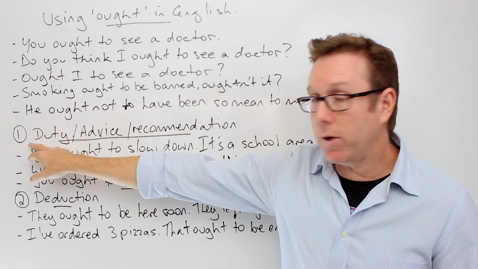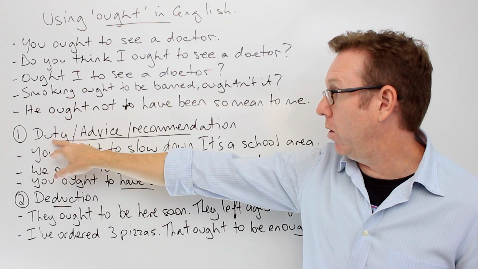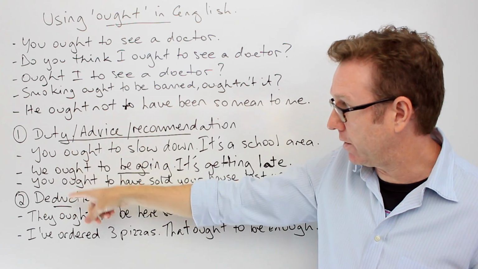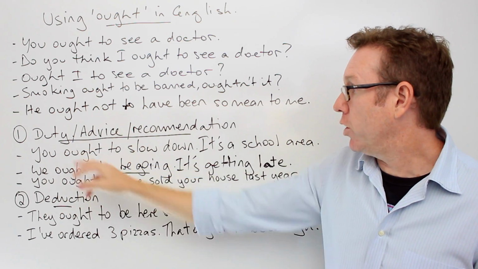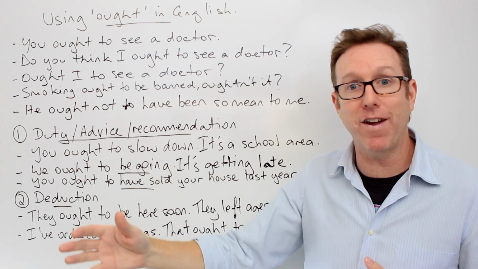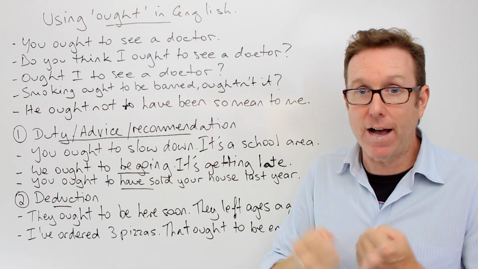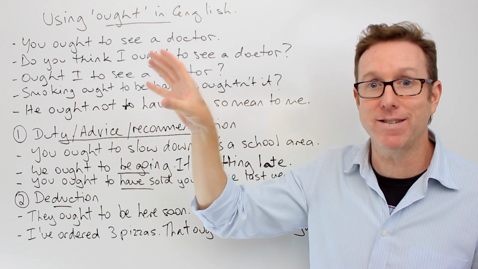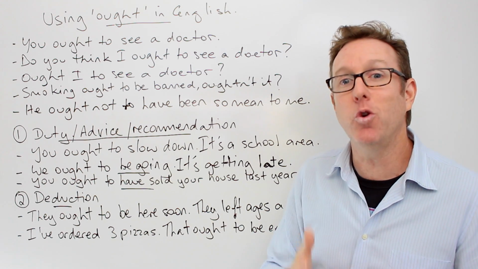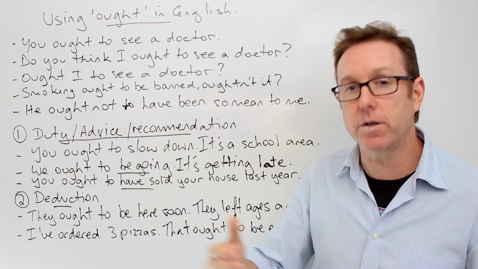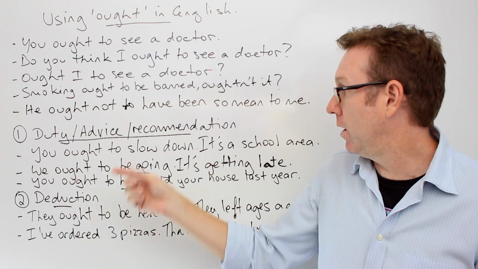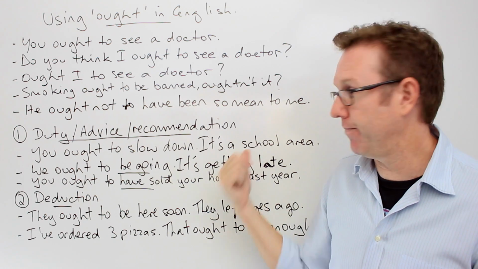Now, the main reason that we use ought to is for duty or obligation, advice, recommendation. Let's look at the examples. You ought to slow down. It's a school area. So you're with your friend in a car. He's driving too fast. You see a sign saying 30 kilometers an hour. Your friend is going 60 kilometers an hour. You say to him, you ought to slow down. You should slow down. It's a good idea for you to slow down because it's a school area.